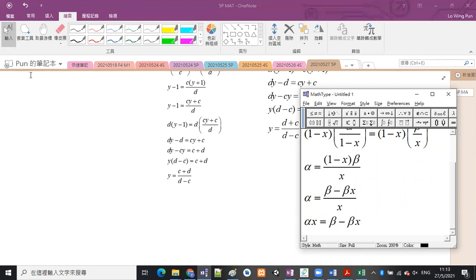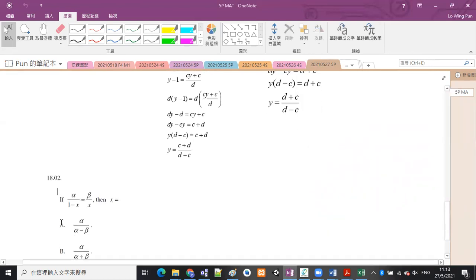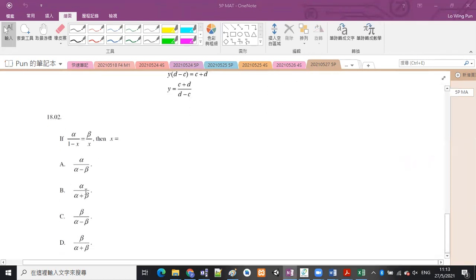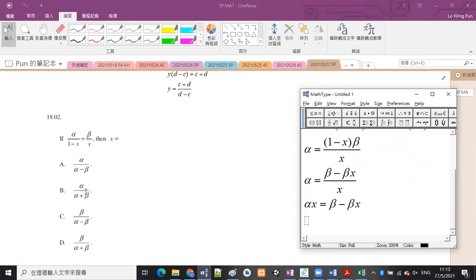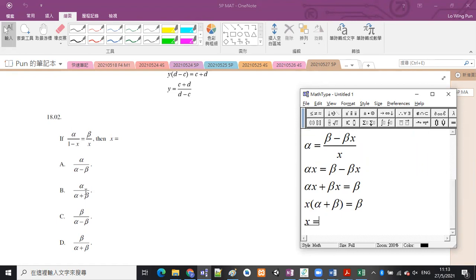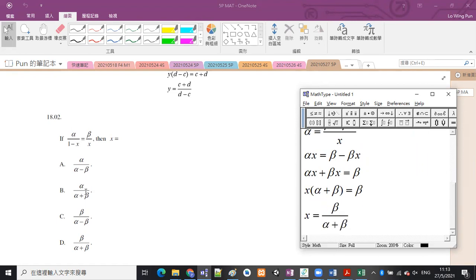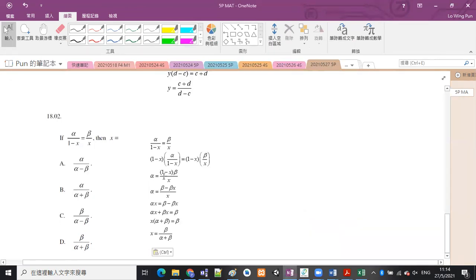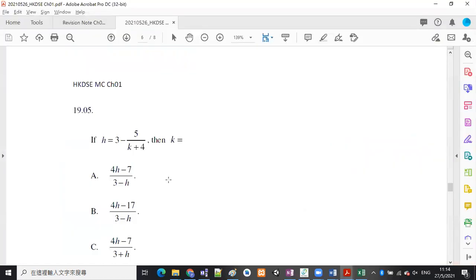And what do we want here? Where is the question? It's here. I want x to be the subject. So I need to move all the terms with x to one side. So that is to move this minus beta x to the left. So I get alpha x plus beta x equals beta, and then take out the common factor like this, and then x is equal to beta over alpha plus beta. Do I have answer? Seems yes. Is it option D, right? Yes, option D. Are you correct? Good. Next one should be 1905.